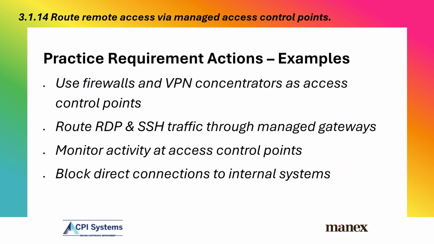In short, monitor activity at all access control points and block direct connections to internal systems. Best practice examples include funneling all remote traffic through company firewalls, through managed VPN endpoints, or secure gateways. Never expose internal systems directly to the internet.